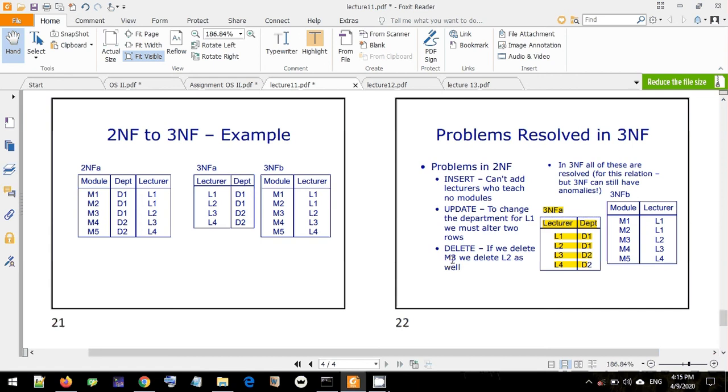The next anomaly we had was if we delete M3, we delete L2 equally. Now look at the third normal form B table, right? Here we have this tuple M3. It is true that if we delete M3 from this tuple, we are going to delete L2. But remember, L2 is also present in the third normal form A table. So technically, L2 still remains in the data, and we've not deleted the lecturer.